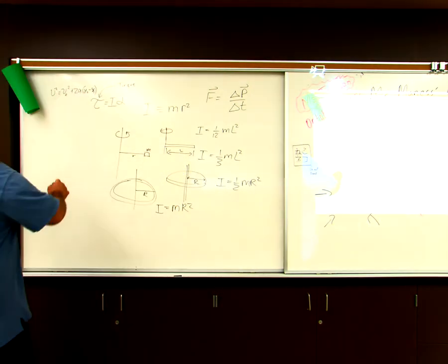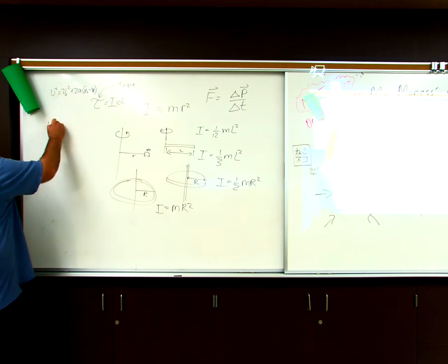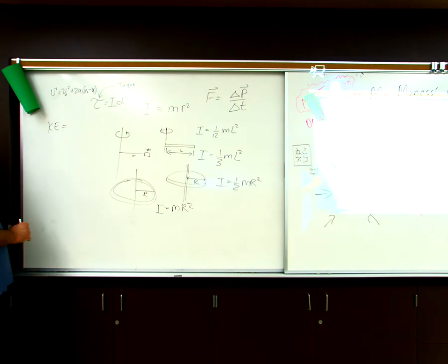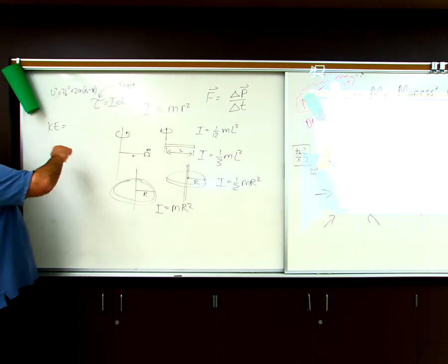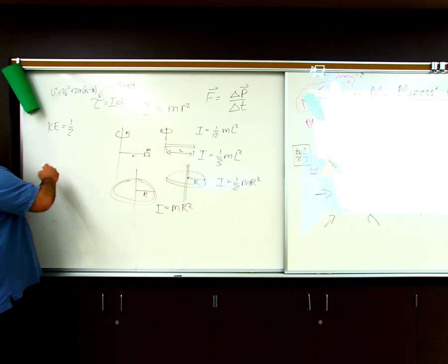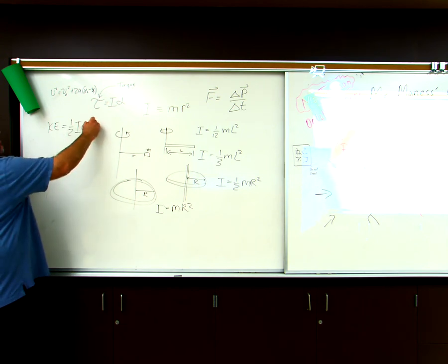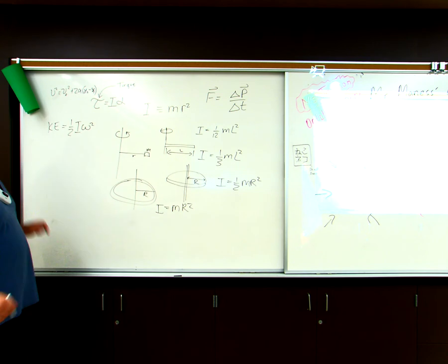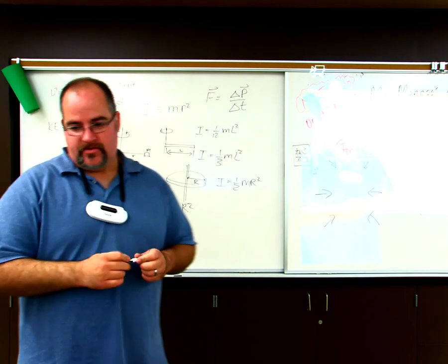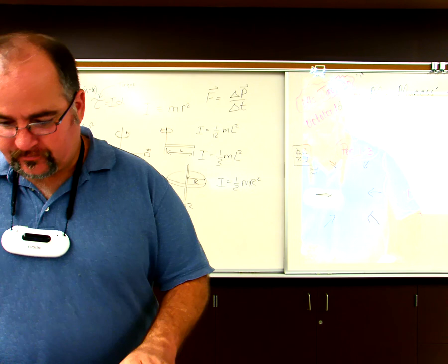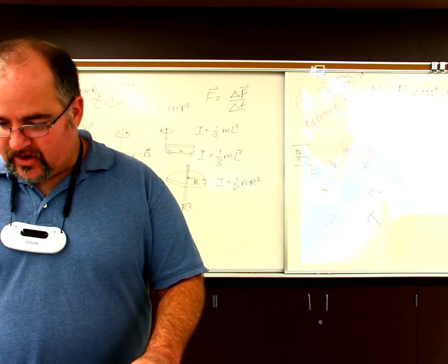Angular kinetic energy. What do you think it is? See if you can guess, since all these are analogs. Linear is 1/2 m v squared. Well, what's the analog for m in rotational motion? I. So 1/2 I omega squared. Very good. There's a good summary of the equations.